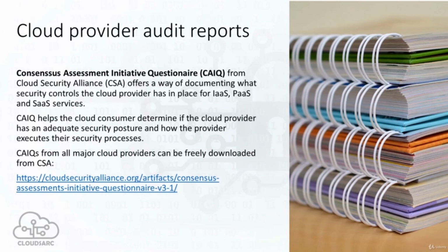CAIQ provides security control transparency. It provides a set of yes or no questions a cloud consumer and a cloud auditor might wish to ask a cloud provider to ascertain their compliance to the Cloud Controls Matrix. I will talk about the Cloud Controls Matrix later in this course when I summarize the different frameworks and methodologies.